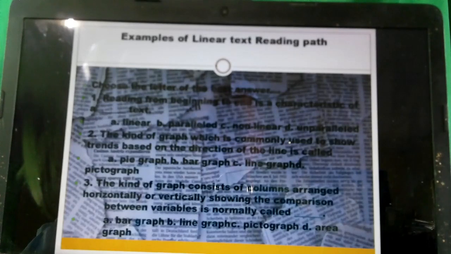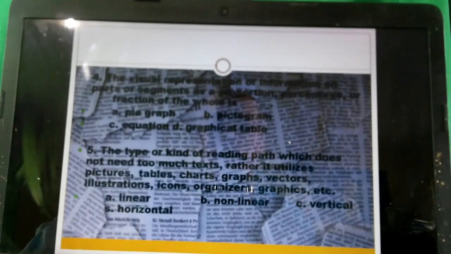Okay, very good. Number 4, the visual representation of information on parts or segments as a proportion, percentage, or fraction of the whole is A, pie graph, B, pictogram, C, equation, D, graphical table.